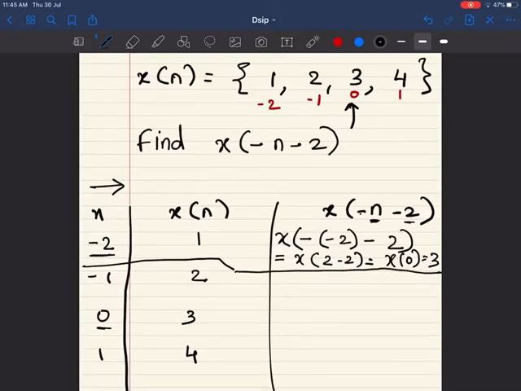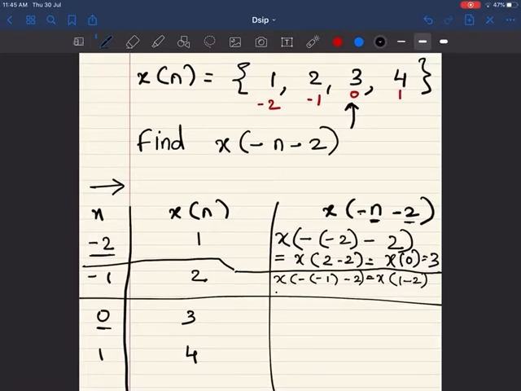Now let's calculate for n equal to minus 1. What I am doing is keeping this minus intact and substituting n with the value of n. So x of minus of minus 1, minus 2, which is nothing but x of 1 minus 2. That is x of minus 1. We know the value of x of minus 1. It is 2. So let's write 2 over here.